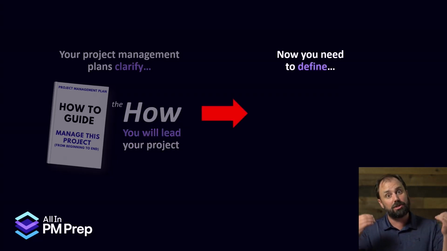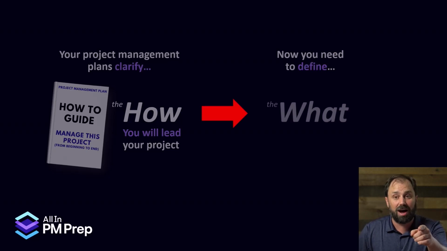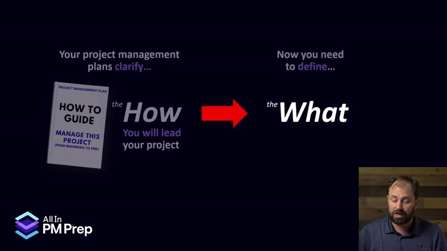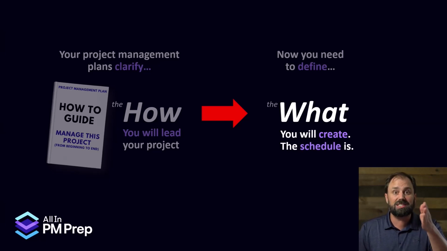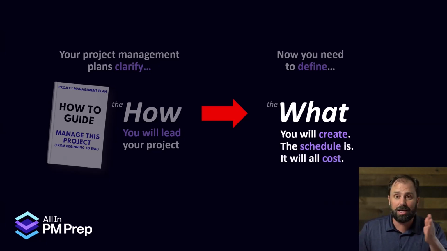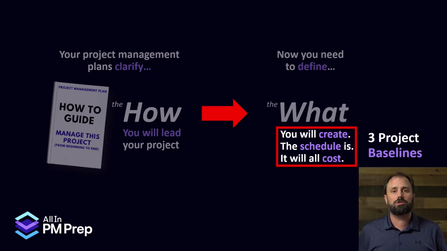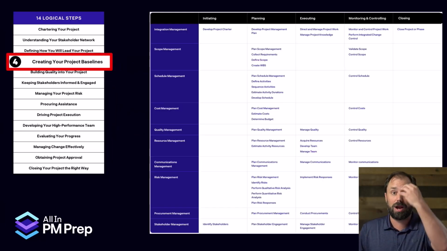At this point, we need to go deeper and we need to define the what for your project. Specifically, what you will create, what the schedule is, and what it will all cost. These 3 whats that you nail down are called the 3 project baselines. All right. Now, let me show you where they are built.